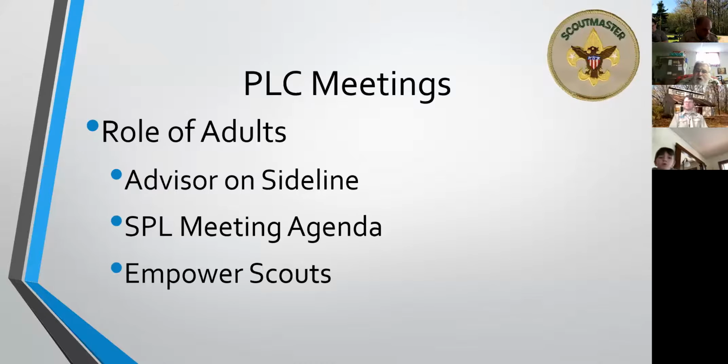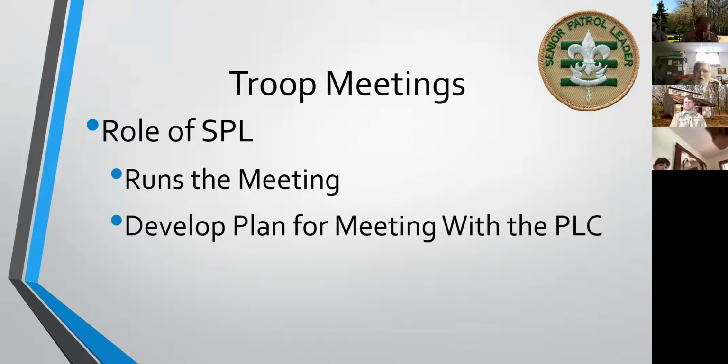One of the things when you go through and do your PLC, you should be filling out a form that we can use. It's in your program features, and it's a 7-step program. That should be filled out at the PLC, because when this SPL gets up there to run that troop meeting, you want to make sure that it runs smoothly, that everybody knows what they're going to do and how much time they have to do it in.